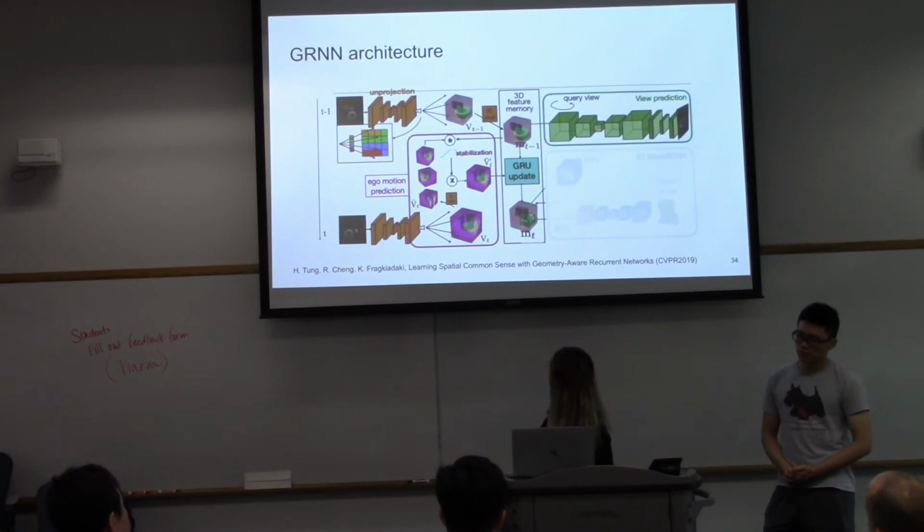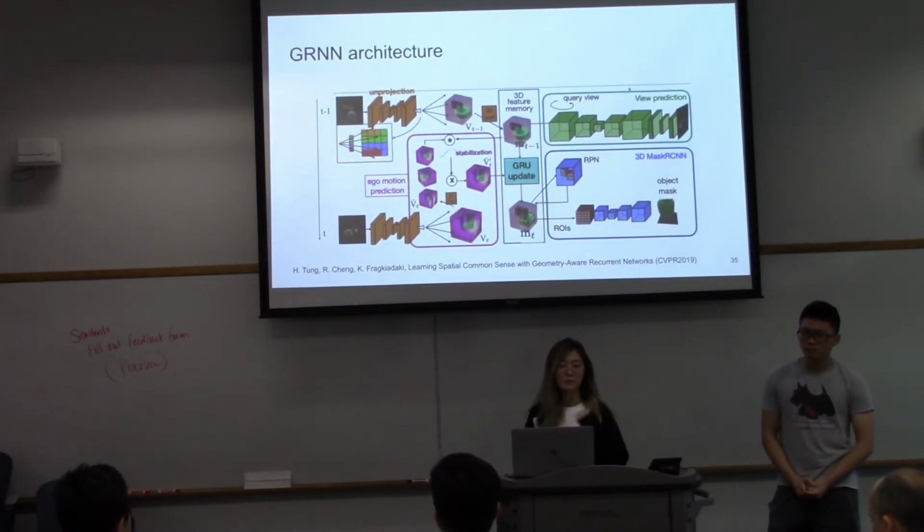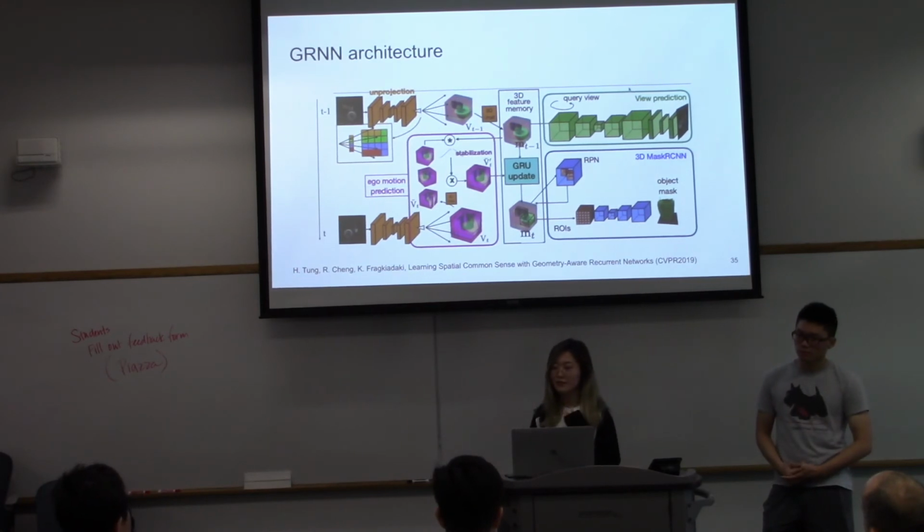So this is the refined representation, and it can be projected to a specific view if you keep a query view, and then you can decode this into a corresponding RGB image to finish the view prediction task. And also you can feed this into a 3D Mask RCNN network to get either a 3D bounding box or 3D mask.